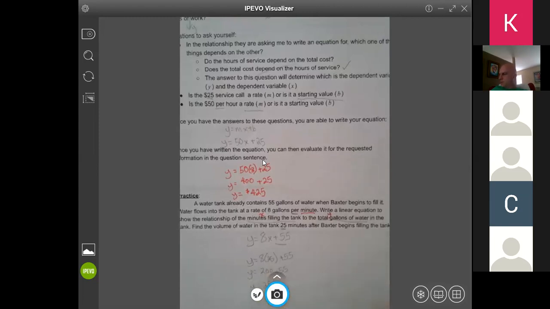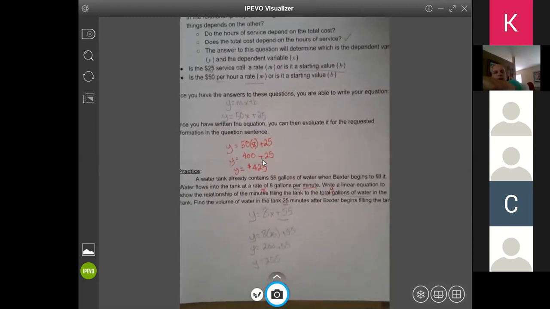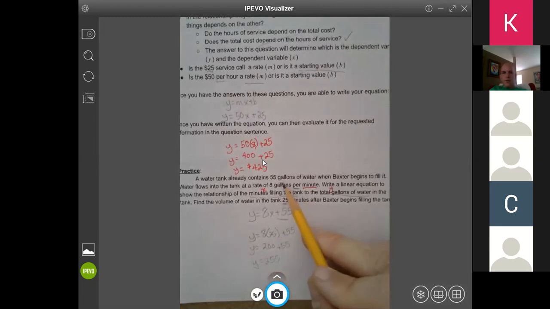And 255, and what does 255 represent? What are we talking about here? Minutes? I don't know. Volume of water. What's that, Cassidy? Volume of water. The volume of water, or in other words, the total gallons, right? Yeah. So gallons, because gallons is a type of volume measurement, right?